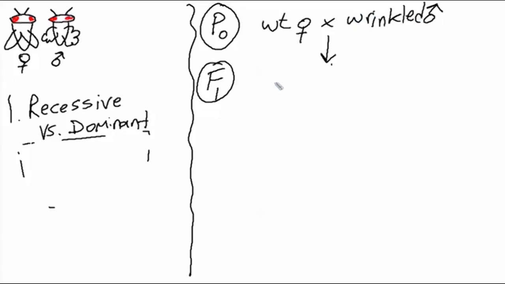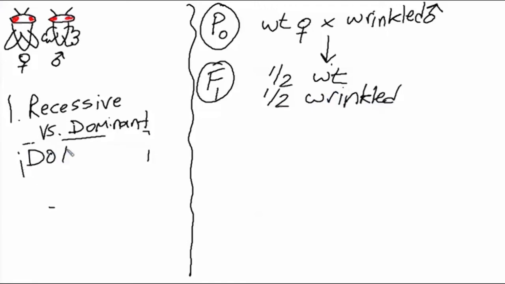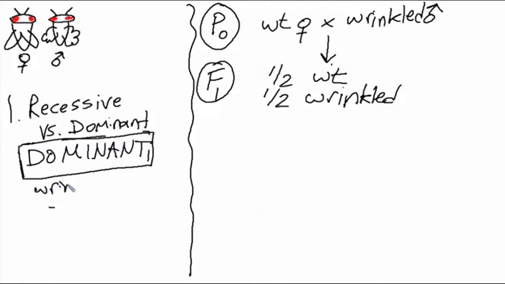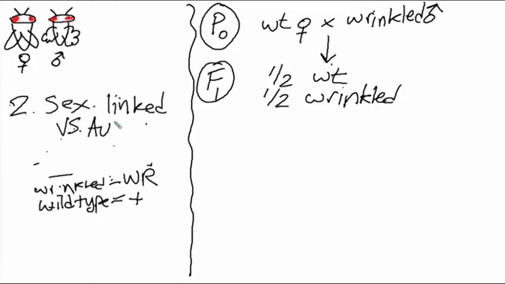So we're going to mate our wild-type female flies to our wrinkled male flies. And in the F1 generation, this time what we get is 1/2 wild-type flies and 1/2 wrinkled flies. This tells us that the wrinkled trait is being inherited in a dominant fashion. So now we can give symbols to the alleles in this problem. We'll denote the wrinkled allele as capital WR, because this is dominant, and we'll denote the wild-type allele as plus. Now we'll try and determine if this wrinkled trait is being inherited in a sex-linked or autosomal manner.